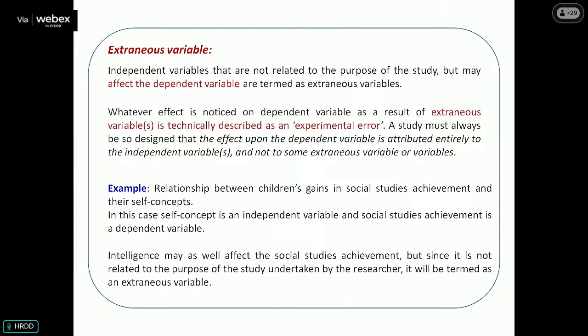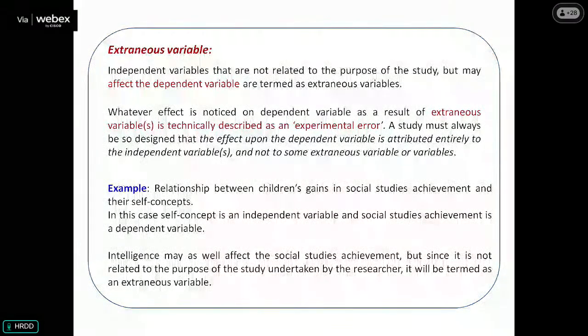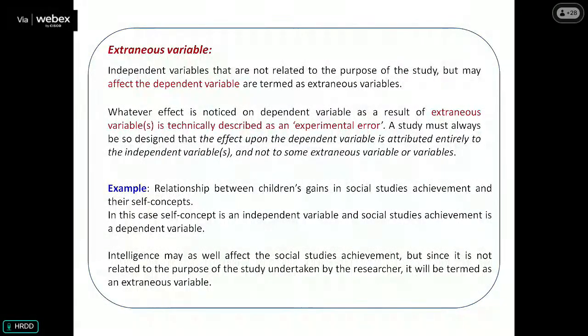If you consider several kids of different intelligence levels, this variable itself is non-quantitative. You cannot quantify it. So intelligence may as well affect the social studies achievement, not only the self-concept, right? So here we have an independent variable, and the dependent variable is the outcome of the social studies marks. The marks we have achieved in social studies are not only dependent upon what he has studied, but intelligence will also play a role.